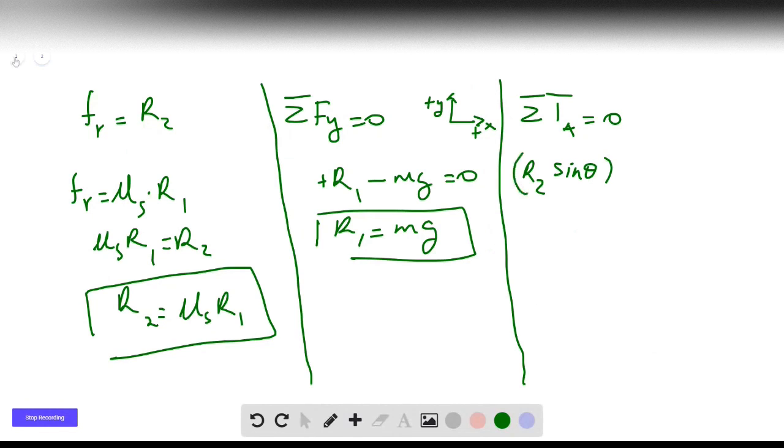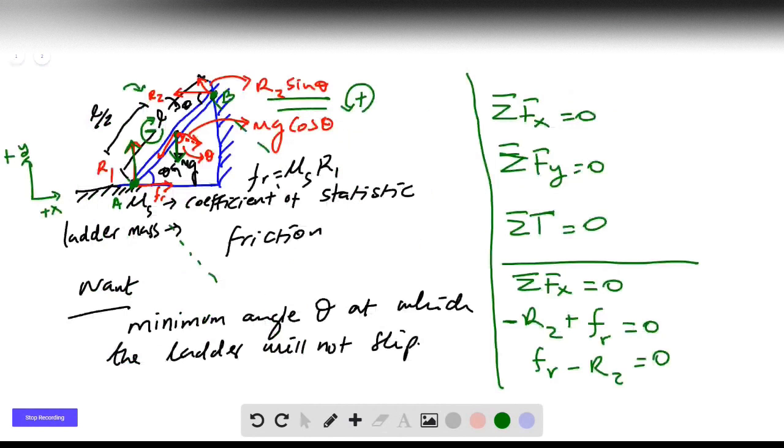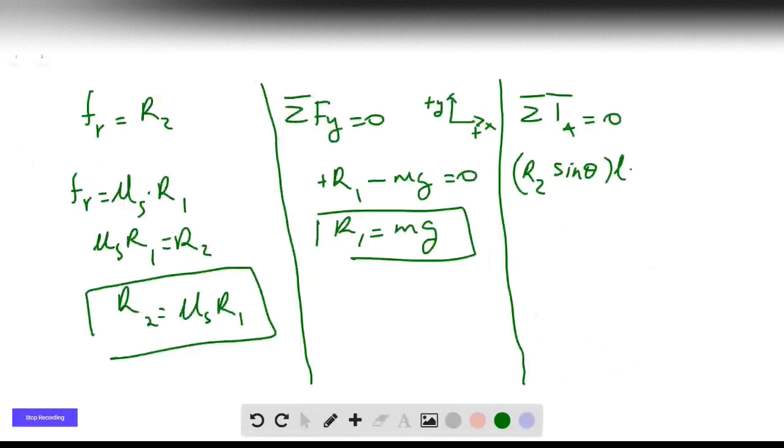times the perpendicular distance, which is this distance right here. We're calling that distance L, and we're calling half of it L over 2. Okay, so half of it has to do with where the weight is passing through, so times L minus mg cosine of theta times L over 2 equals 0.